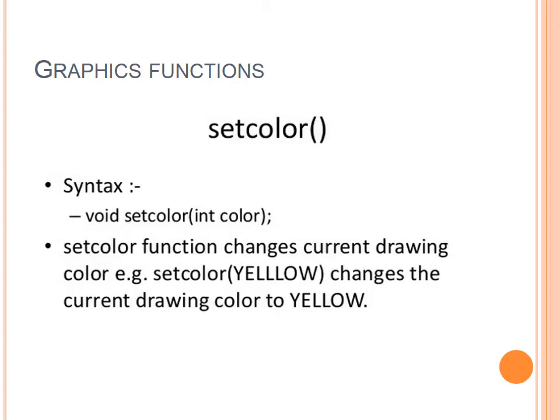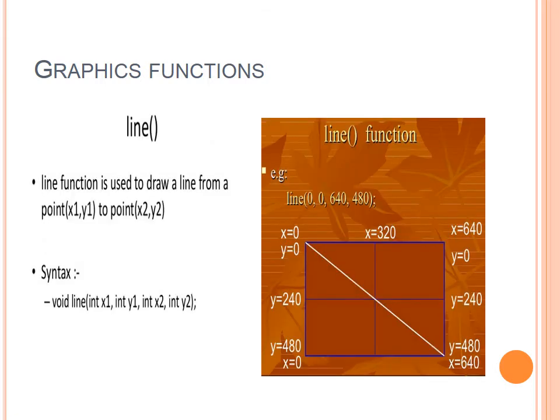Graphic function, the second one is setColor. The setColor function changes the drawing color. You can give it any color, and the syntax is void setColor(int color); give the semicolon.